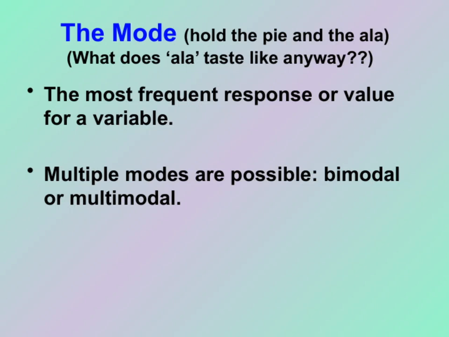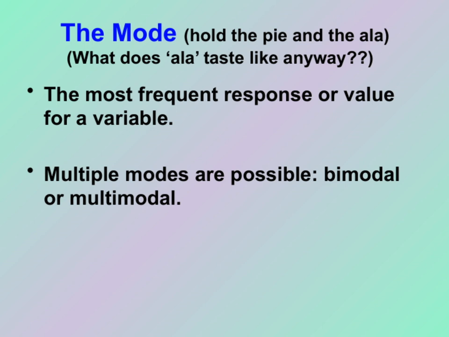Now, let's talk about the most frequent response or value for a variable, which we often call the mode. Essentially, the mode is the value that appears most often in our data set. It helps us identify what's most common or typical. However, sometimes we encounter situations where there isn't just one clear winner.